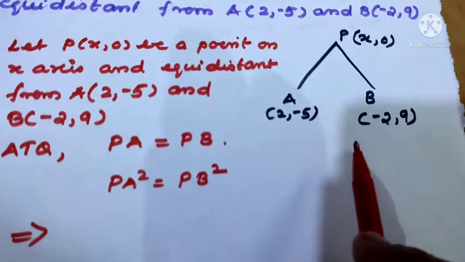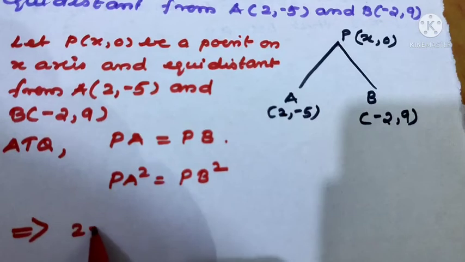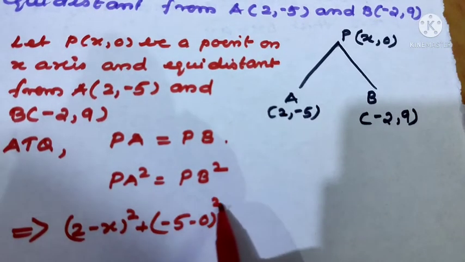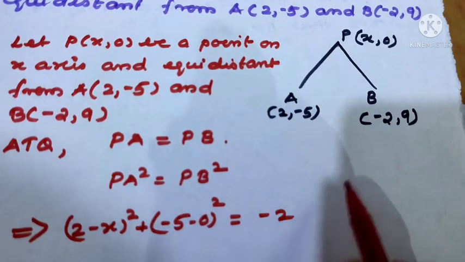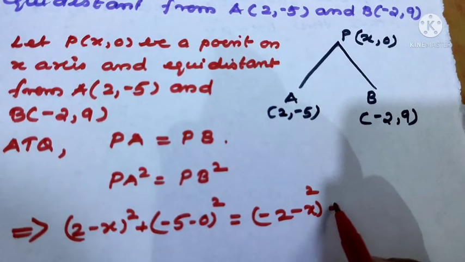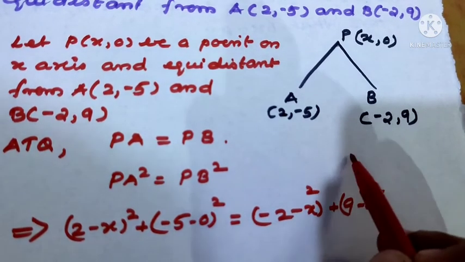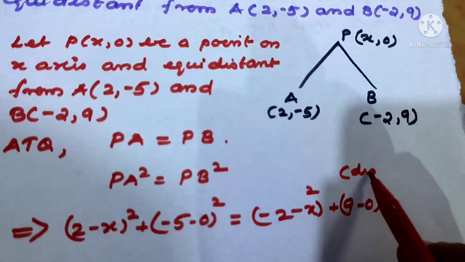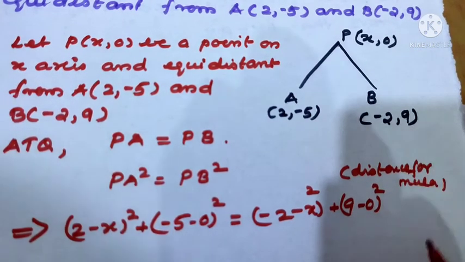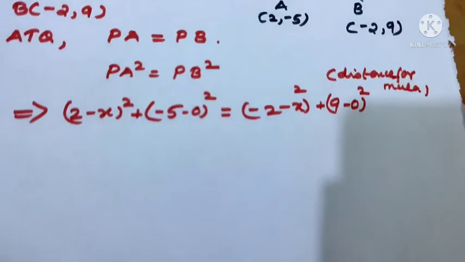Already we have the diagram, so it will be easy. By the distance formula, (2 minus x) whole square plus (minus 5 minus 0) whole square equals (minus 2 minus x) whole square plus (9 minus 0) whole square, right? Now you learned how you get x2 minus x1 whole square plus y2 minus y1 whole square under the root only. Now just expand the brackets.